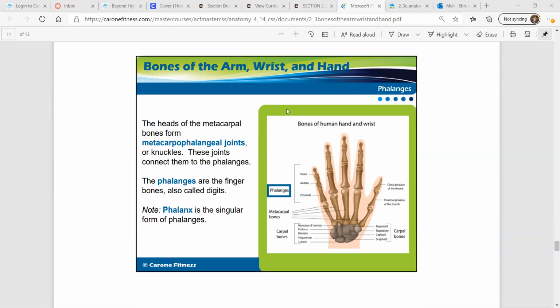The heads of the metacarpal bones form the metacarpophalangeal joints, or knuckles. I would go with knuckles. Let me try it again. Metacarpophalangeal joints, or knuckles, yeah. And these joints connect then to the phalanges. The phalanges are the finger bones, also called digits.